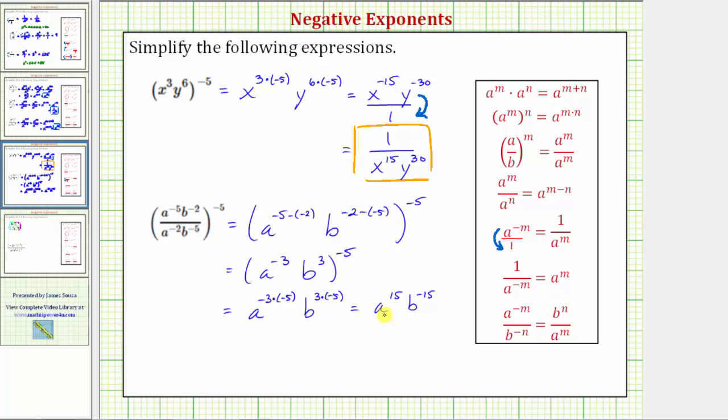So as a fraction, we would have a denominator of 1. And from here, if we move the base of b down to the denominator, it will change the sign of the exponent. So the a to the 15th stays in the numerator, and the denominator would be b raised to the power of positive 15.